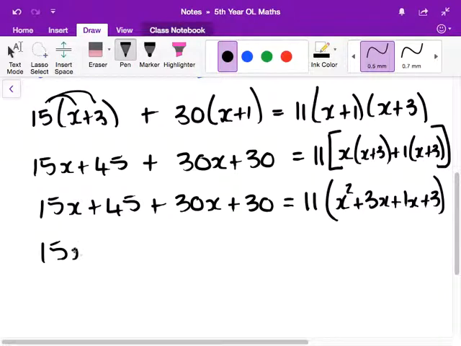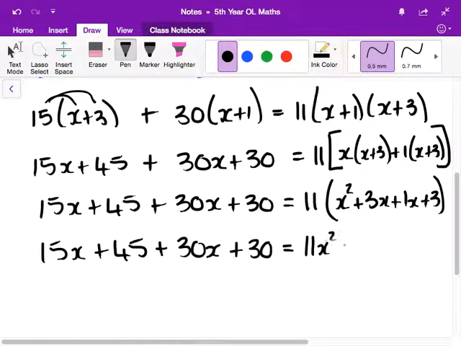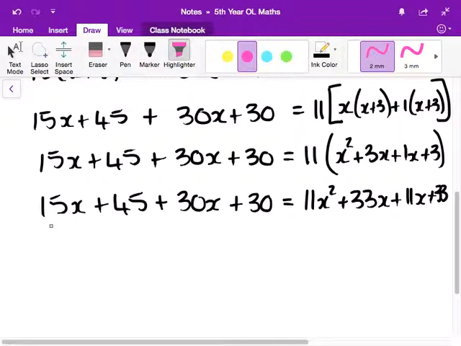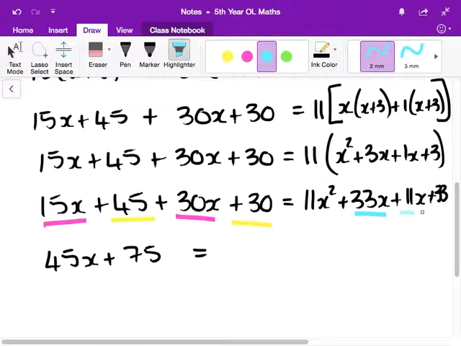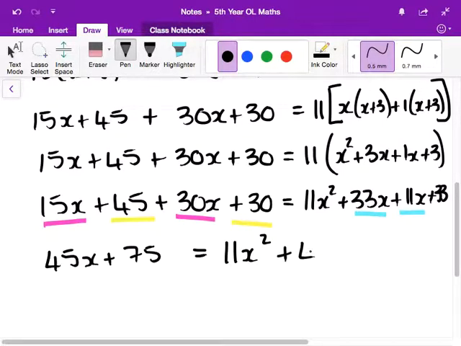Next line, 15x plus 45 plus 30x plus 30. And now we multiply in the 11, so it's 11x squared plus 33x plus 11x plus 33. Now we can simplify. So here I have a 15x and a 30x, which can be added, and a 45 and a 30, which can be added. So it's 45x plus 75. And on the far side, I think the only thing I have is the 33 and the 11. So I have 11x squared plus 44x plus 33.